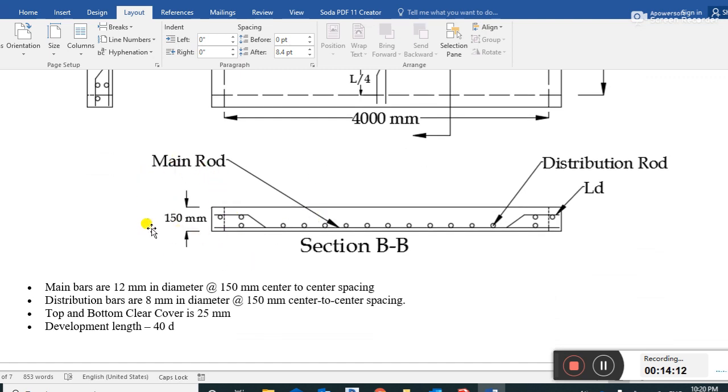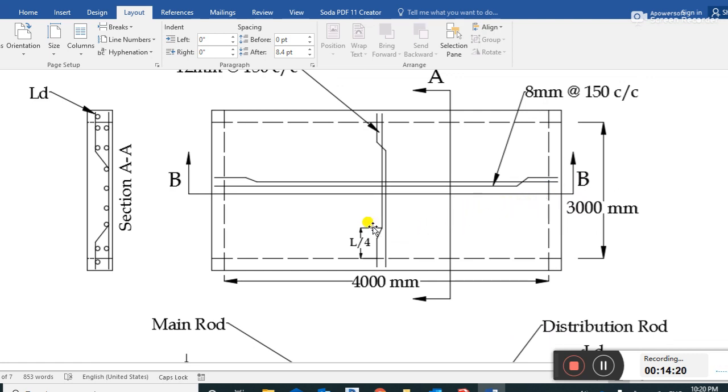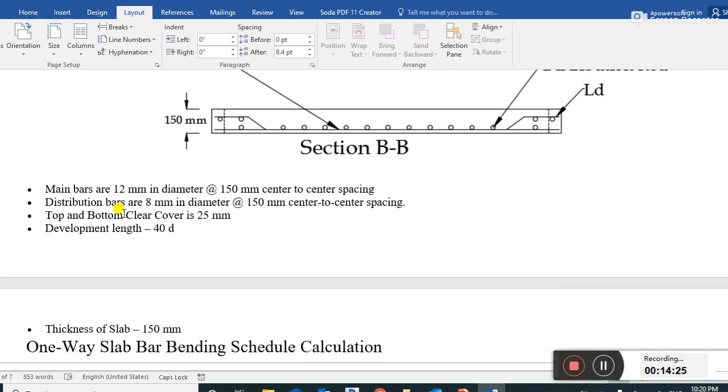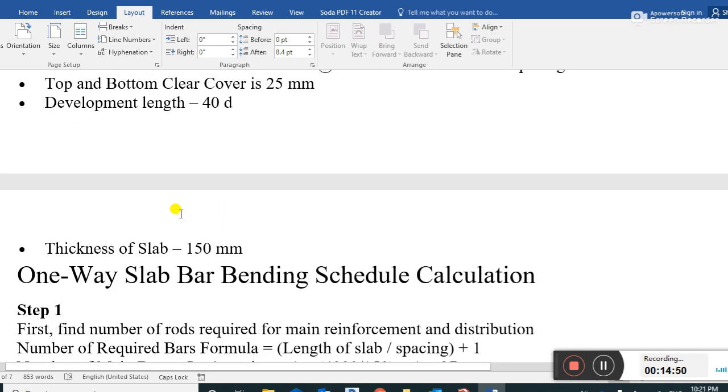The slab thickness is 150. These are main bars, this is distribution bars, guys. Main bars and distribution bars. This is LD. Main bars are 12 millimeter in diameter at 150 center to center. This is the given data. Distribution bars are 8 millimeter in diameter at 150 center to center spacing. Top and bottom clear cover is 25 millimeter. Development length is 40d. These all are given data.